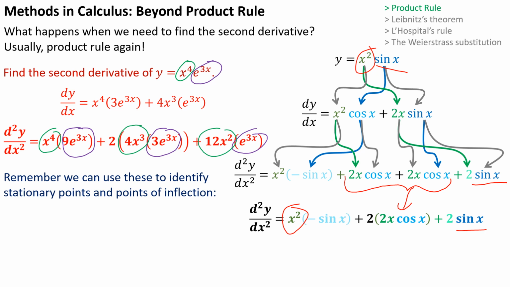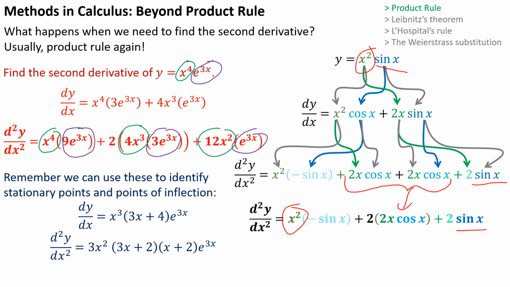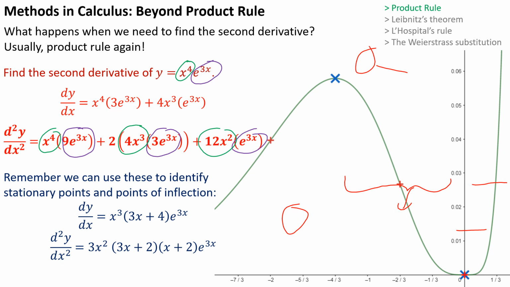Now, since we've got our first and second derivatives, it might be worth pointing out what we can do with them. Remember, these can be simplified, so if we write them in their simplest form, dy by dx turns into this nice factorized expression, and the second derivative also turns into a fairly nice factorized expression. This gives us a graph that looks a bit like this, and we can see the various points indicated on there. These represent the turning points and the points of inflection.